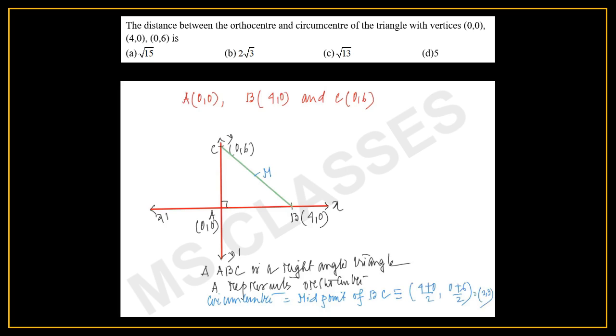Now we have to find the distance between the orthocenter and the circumcenter, that is the line joining A and M. Now we can just apply the distance formula. It is root under (2 minus 0) whole square plus (3 minus 0) whole square. So that is root over 13.